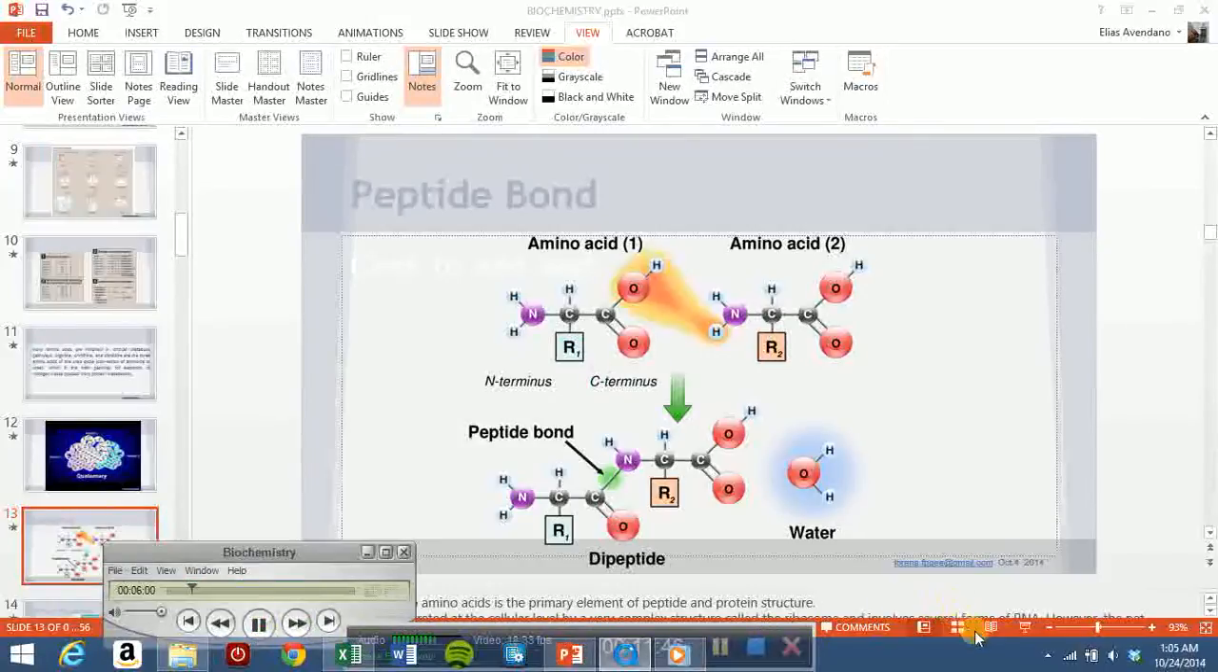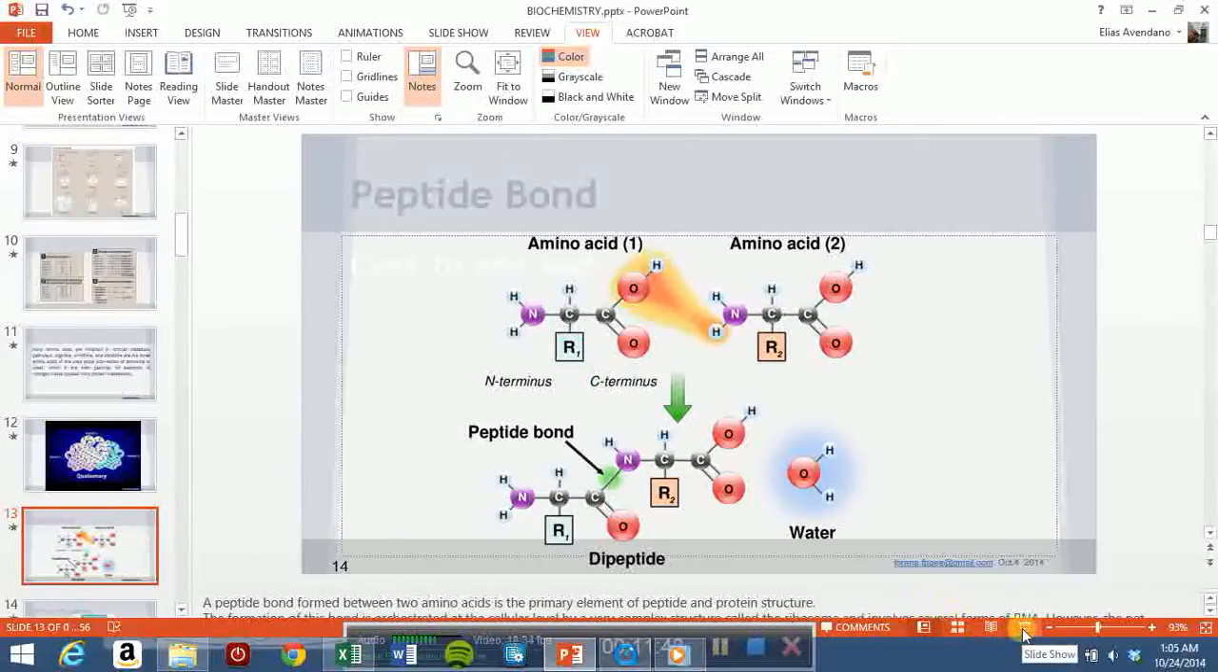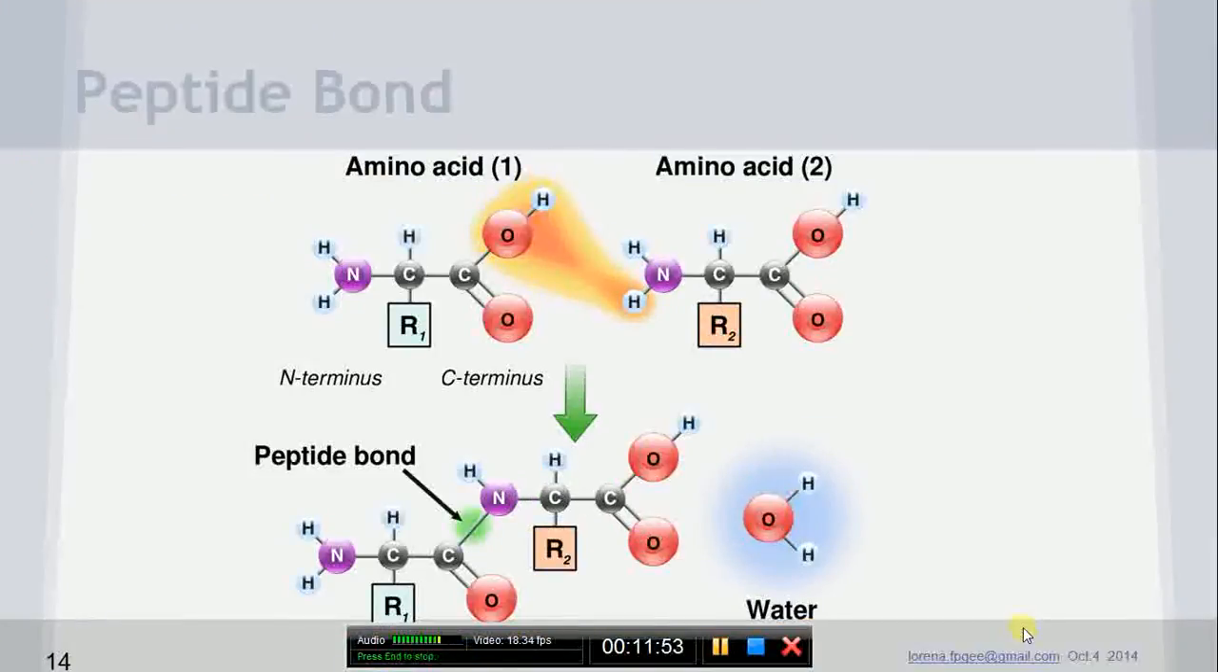A peptide bond formed between 2 amino acids is the primary element of peptide and protein structure. The formation of this bond is orchestrated at the cellular level by a very complex structure called the ribosome and involves several forms of RNA. However, the net chemistry of bond formation and hydrolysis can be easily depicted as follows. Note that in the bond formation direction, a molecule of water is eliminated, whereas in the reverse, bond hydrolysis direction, a molecule of water is inserted.